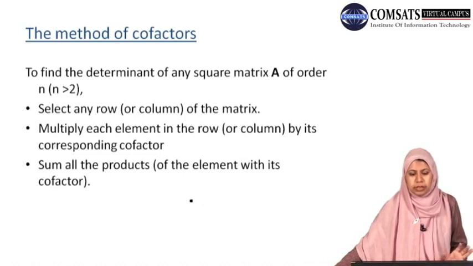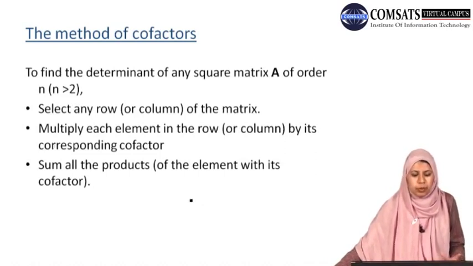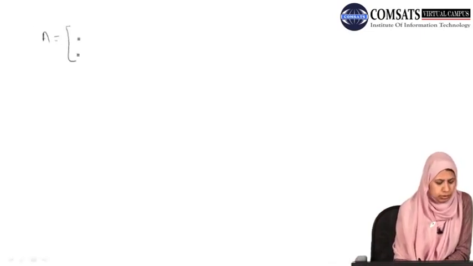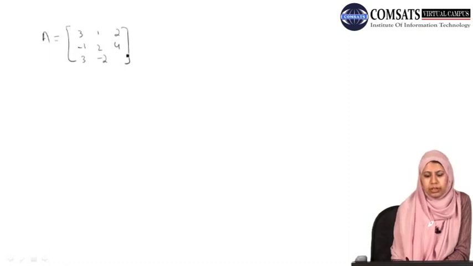Now let's look at an example, and from the example it will be clear what we mean by these 3 steps. That is, first we have to select a row or a column, then we multiply each element with its cofactor, and then we sum all the products. For example, we are given a matrix A equals 3, 1, 2, second row as -1, 2, 4, and third row as 3, -2, 1. And we are asked to find the determinant of this matrix. How will we proceed?